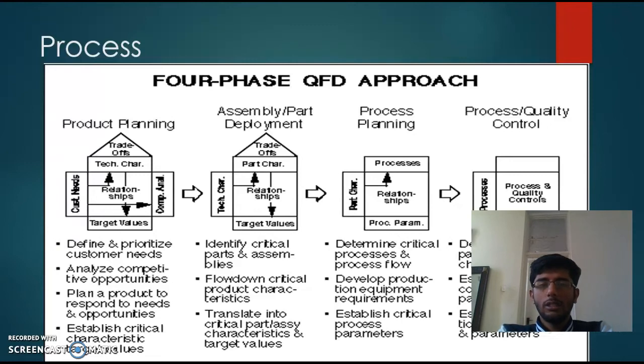The second stage consists of assembly part deployment. It consists of identifying critical parts and assemblies, flowing down critical product characteristics, and translating them into critical part characteristics and target values.